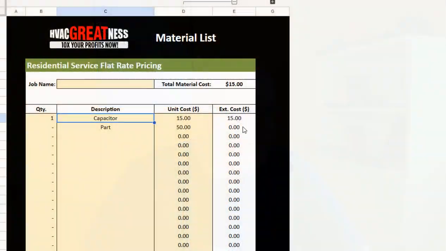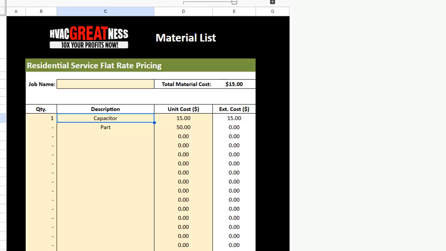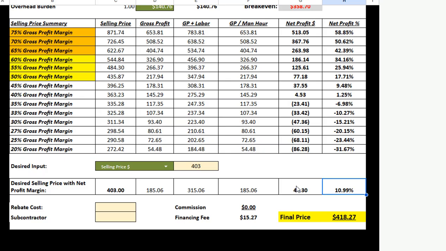I'm paying him, so I've got to build that in somewhere. Let's look at that capacitor, $15 capacitor, or anything of that sense. I went from 20% down to 11. So this is what it will do to your profit. Let's do this a little differently.